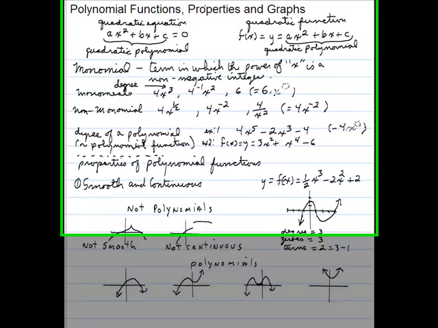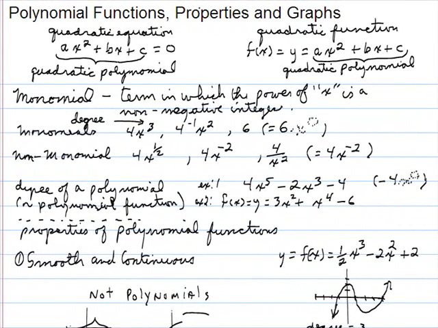This podcast is on polynomials, their properties, and graphs. Earlier this year we discussed quadratic equations, ax squared plus bx plus c equals 0, and how they were solved using the quadratic formula. The part ax squared plus bx plus c is also called a quadratic polynomial.